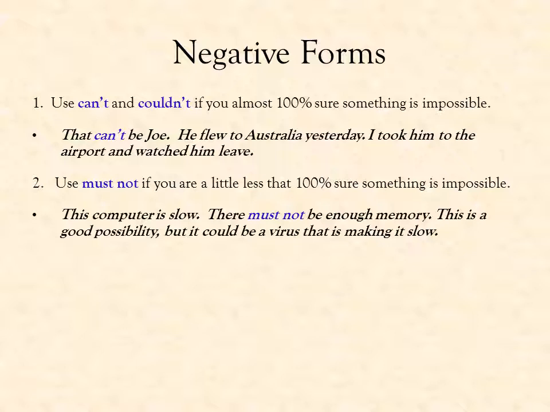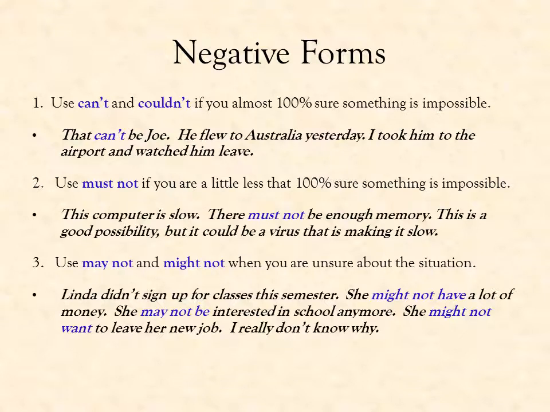Use must not if you are less sure that something is impossible. This computer is slow. There must not be enough memory. This is a good possibility, but it could be a virus that is making it slow. So now we're not as sure. Certainly not as sure as we were in number 1. And then finally, we're going to use may not and might not when you are unsure about the situation.